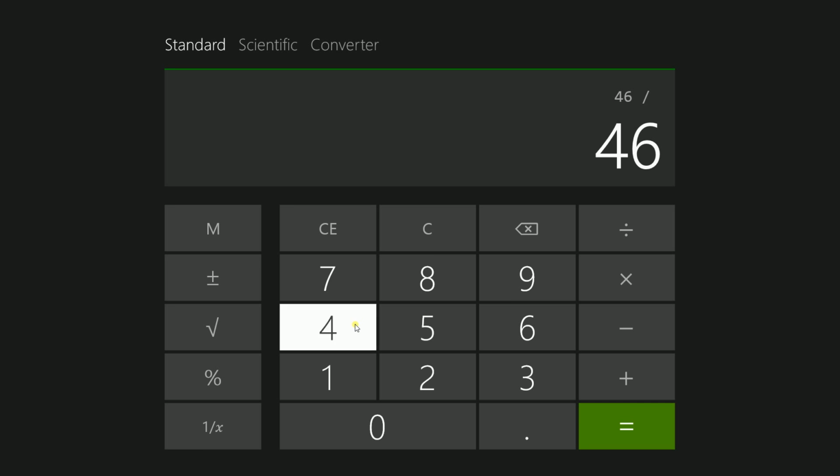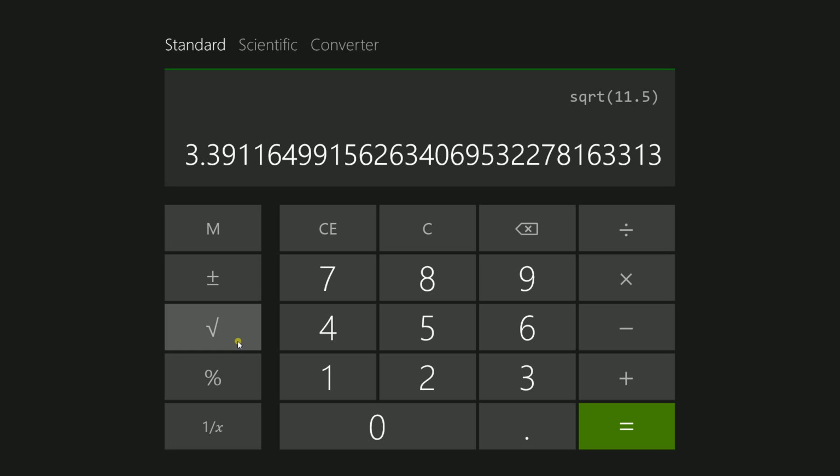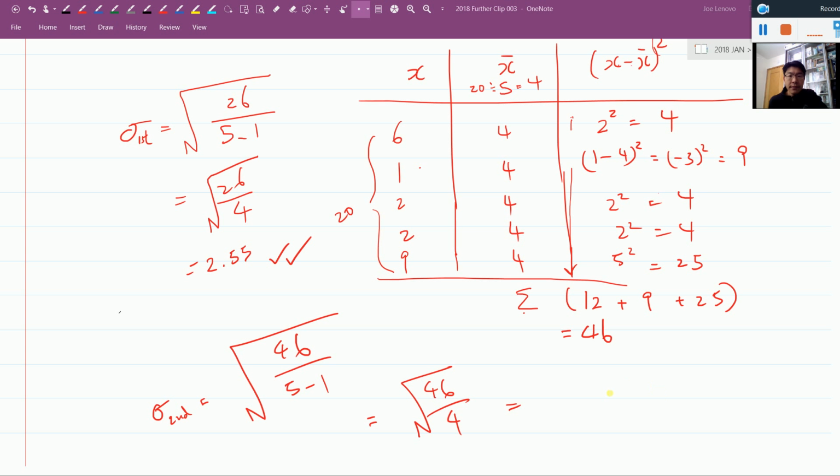46 divided by 4, I have 11.5. Square root of 11.5 is 3.39. Okay, 3.39.